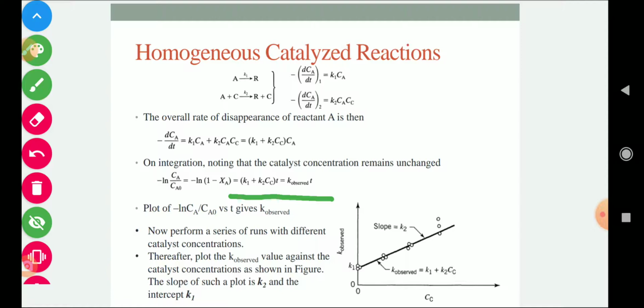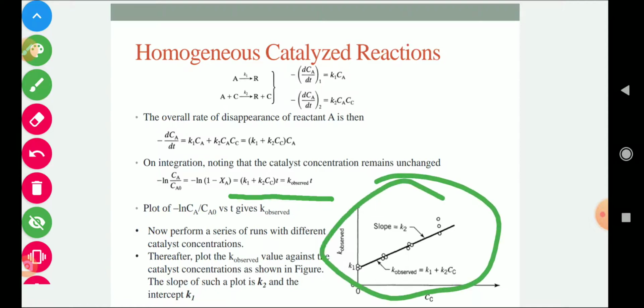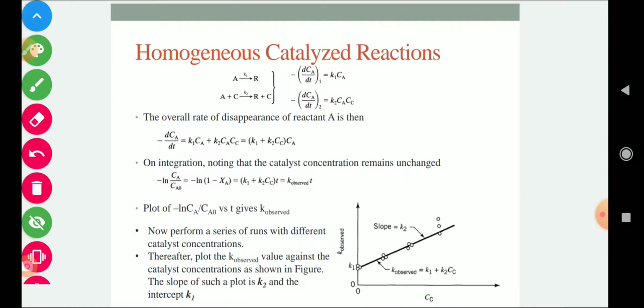Now perform different experiments with different catalyst concentrations and plot the K observed value against the catalyst concentration as shown in this figure. The slope of such a plot is K2 and the intercept is K1. So in that way you can calculate the values of K1 and K2 for a homogeneous catalyzed reaction.